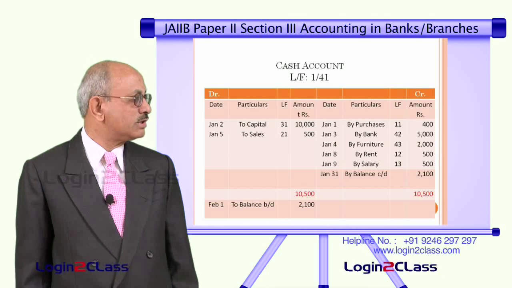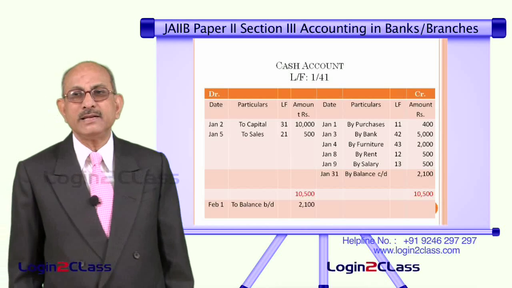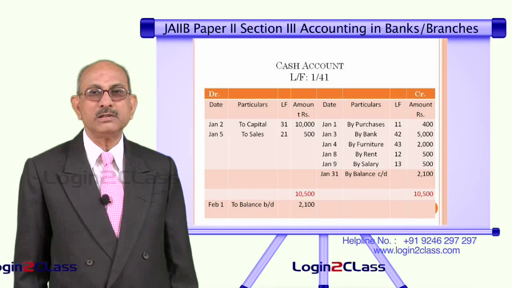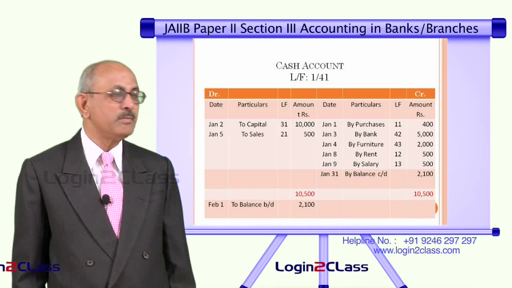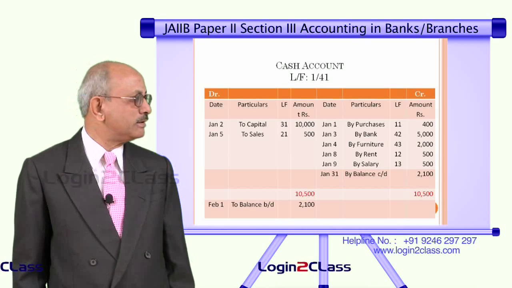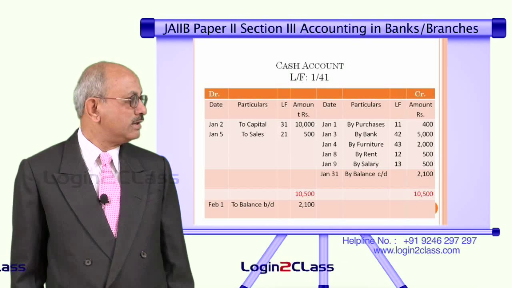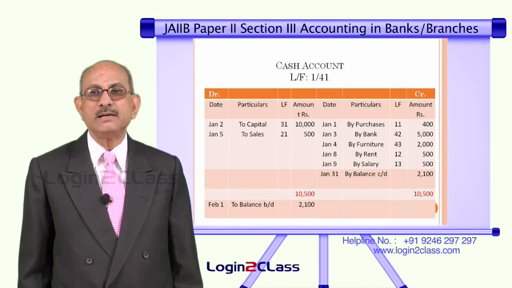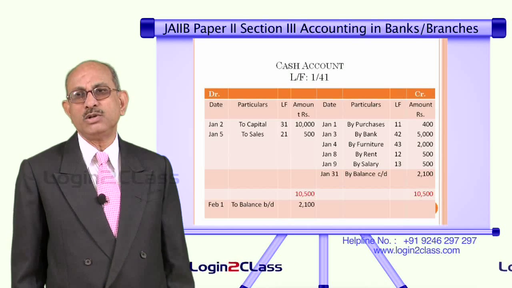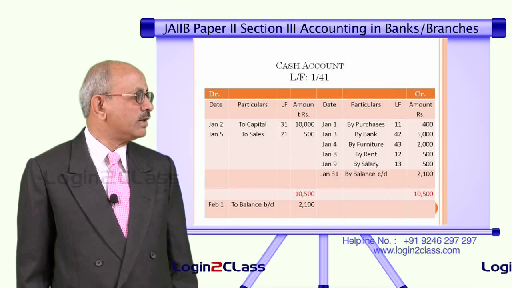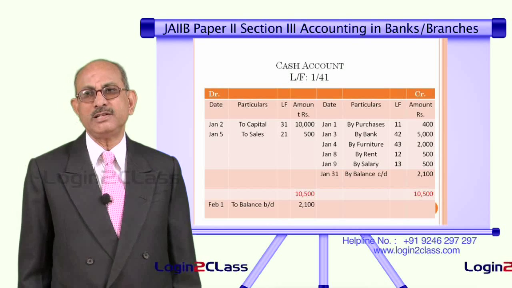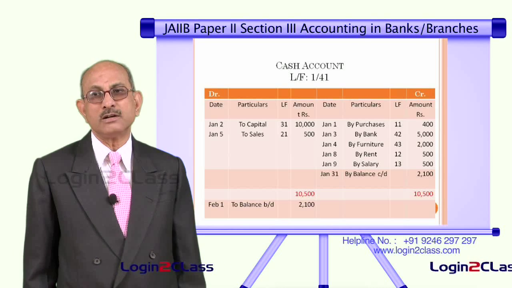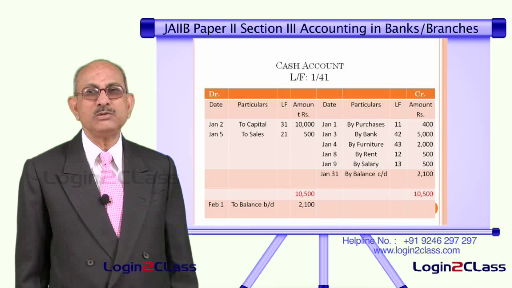The total comes to 10,500, and immediately at the beginning of the next period, that is February 1, we take it again back to the debit side, because that is the debit balance, because debit balance is in excess by that amount over the credit balance. So it is written as to balance brought down and shown as 2100. What does it mean? Cash account has a debit balance of 2100. That means you have cash on hand worth 2100 rupees. A debit balance in cash account always indicates the amount of money you have. If it is a credit balance, it indicates negative cash balance. Normally, cash accounts will not have negative cash balances.